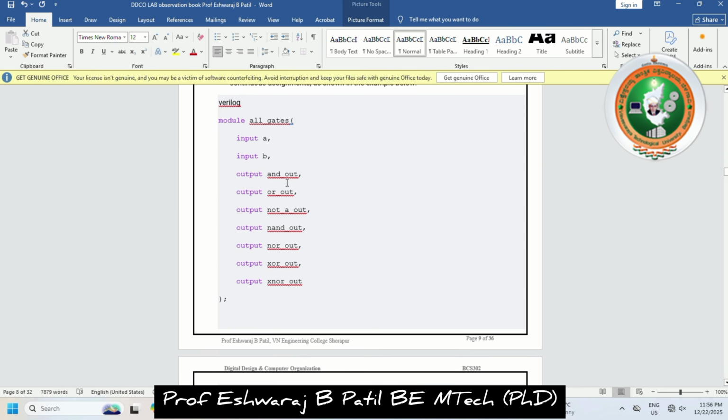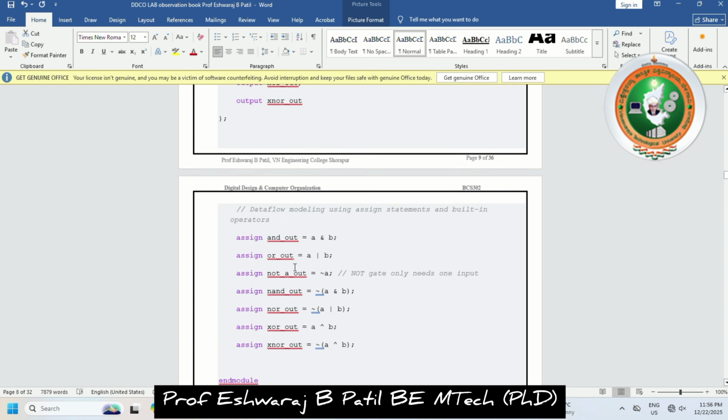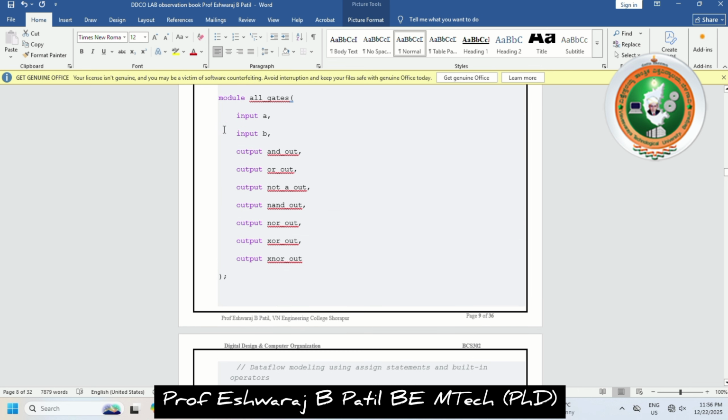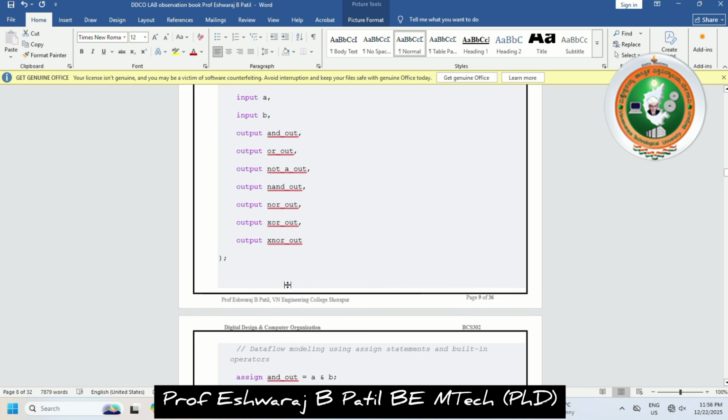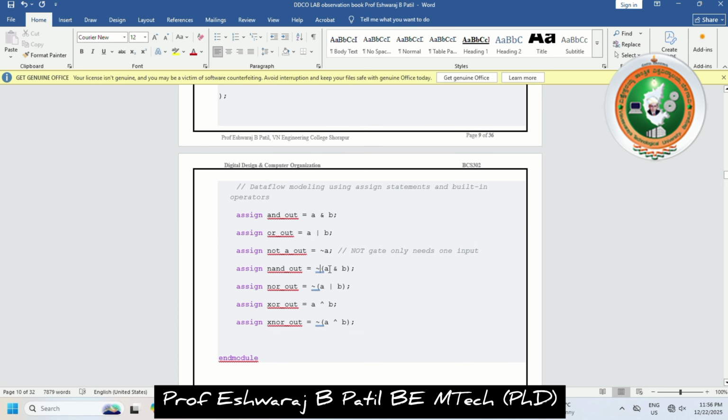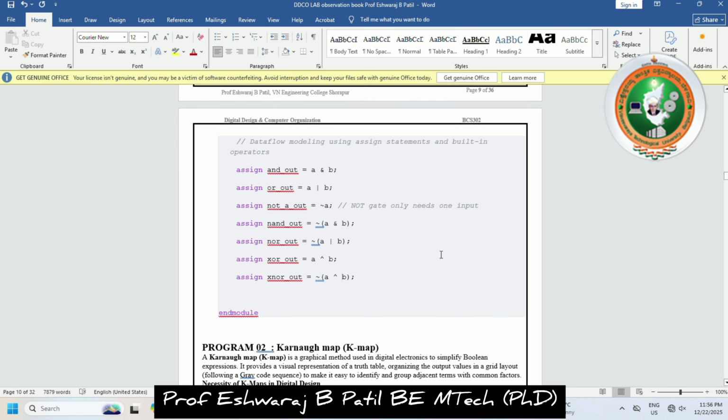This is the writing of the Verilog program for all gates within a single program. I am writing the program for all the gates with the help of the data flow model. You can observe here I am using the assign keyword for each and every gate. Instead of taking y as the output, I have taken AND out, OR out, NOT out, NAND out, NOR out, like this.